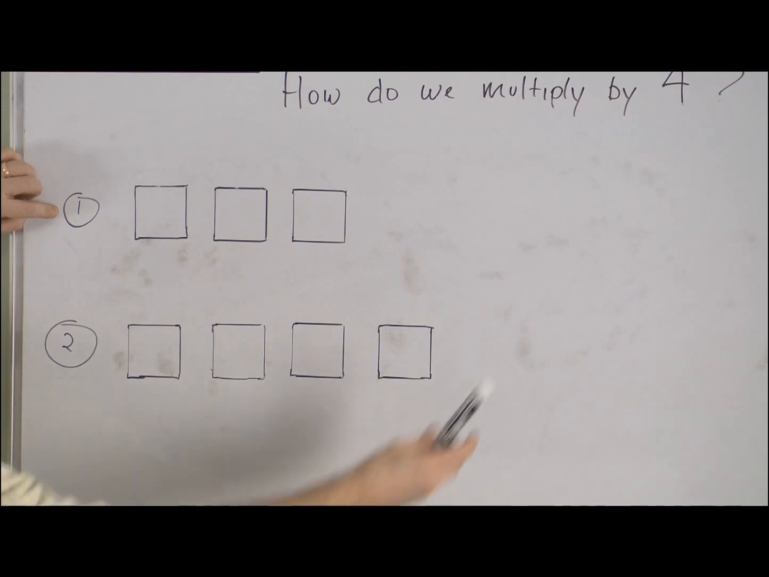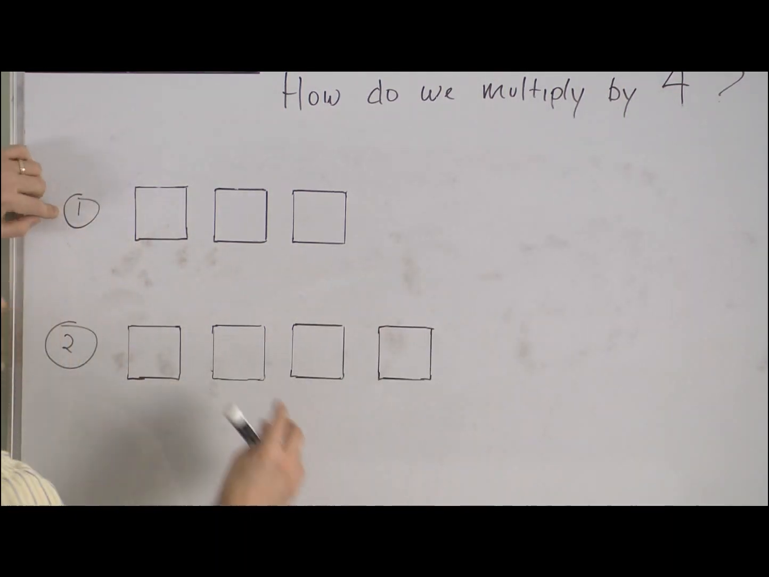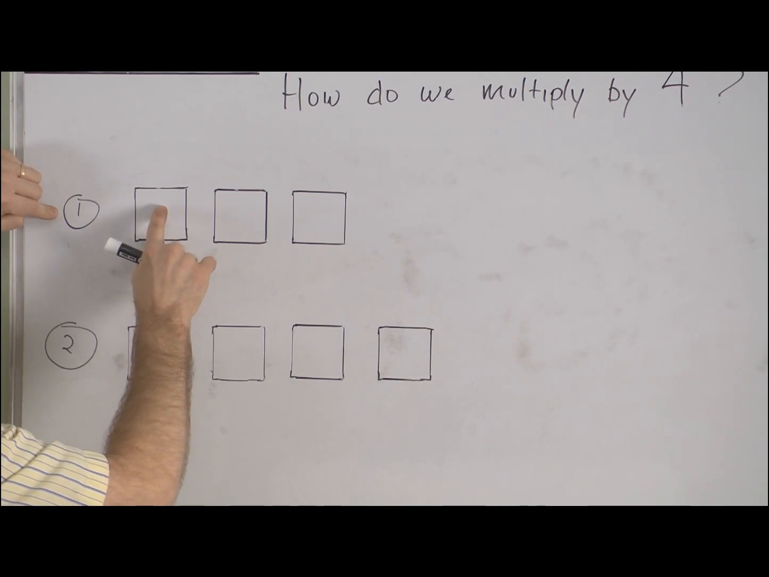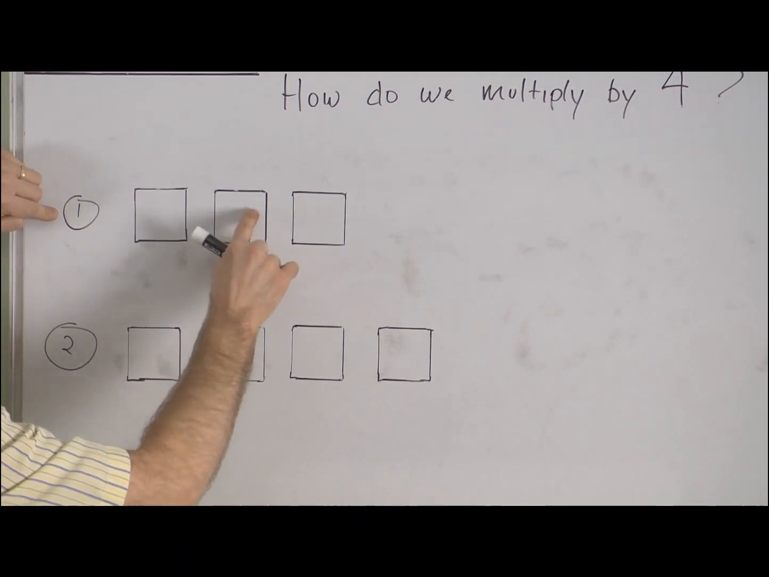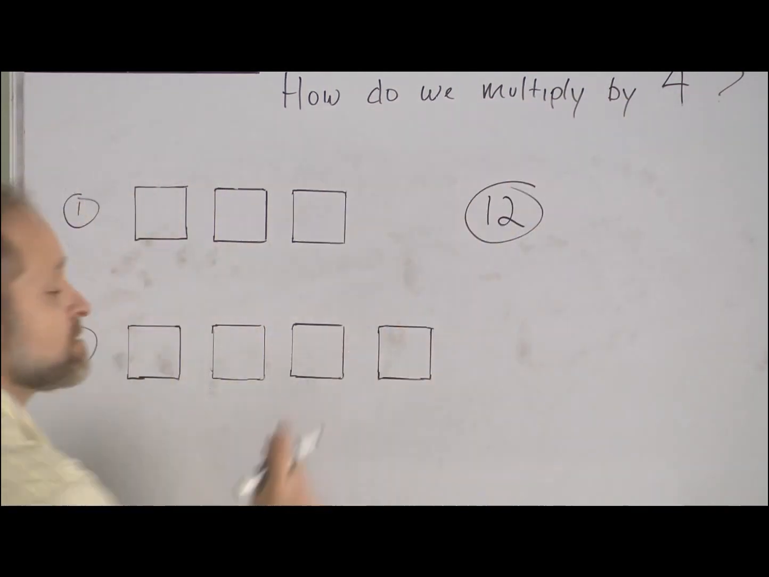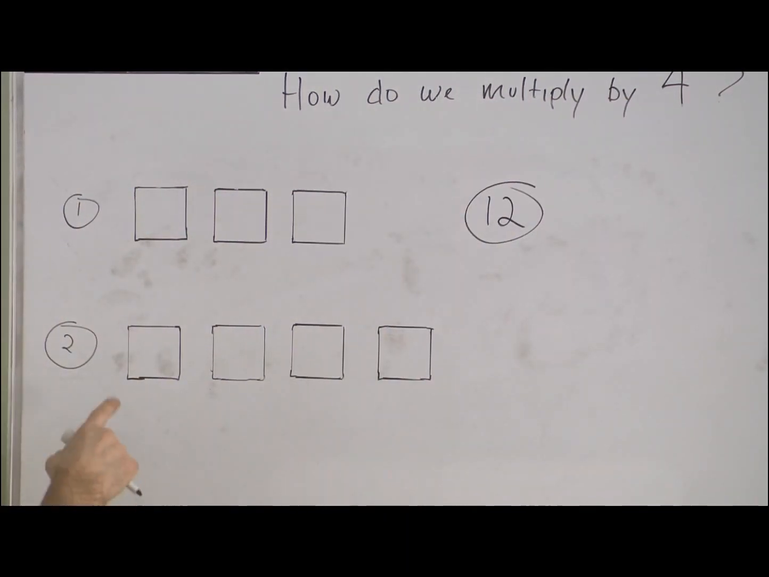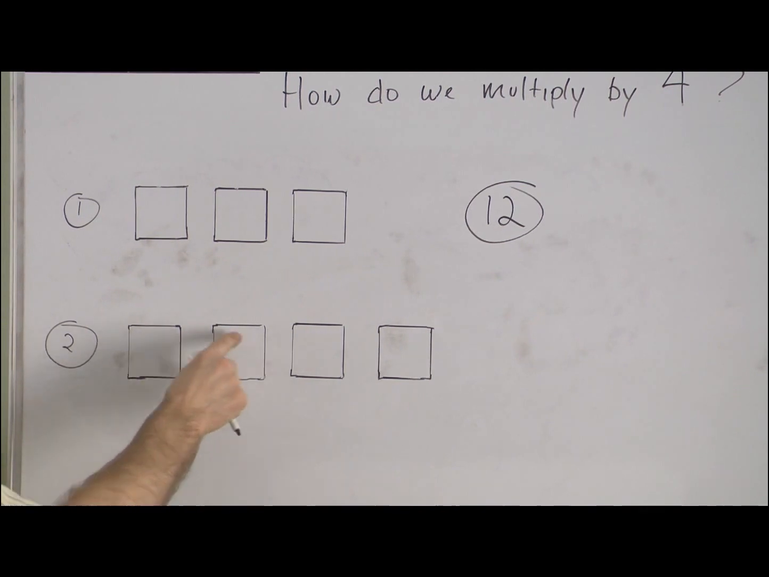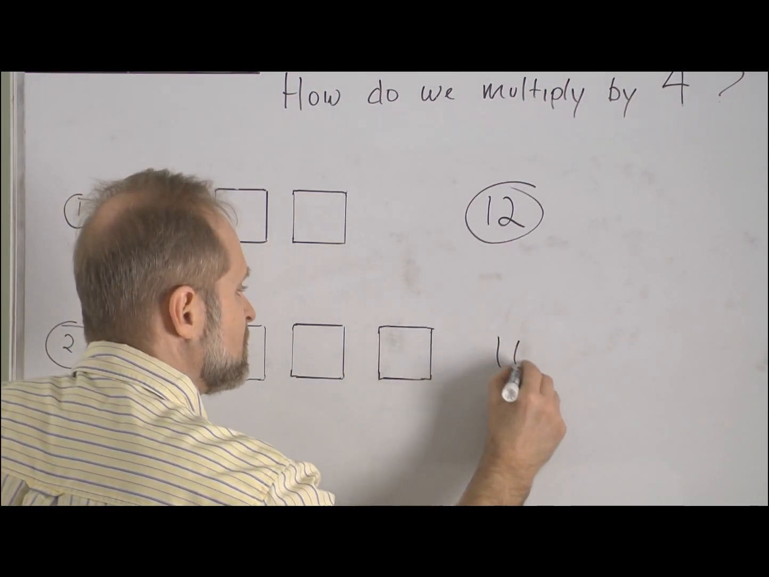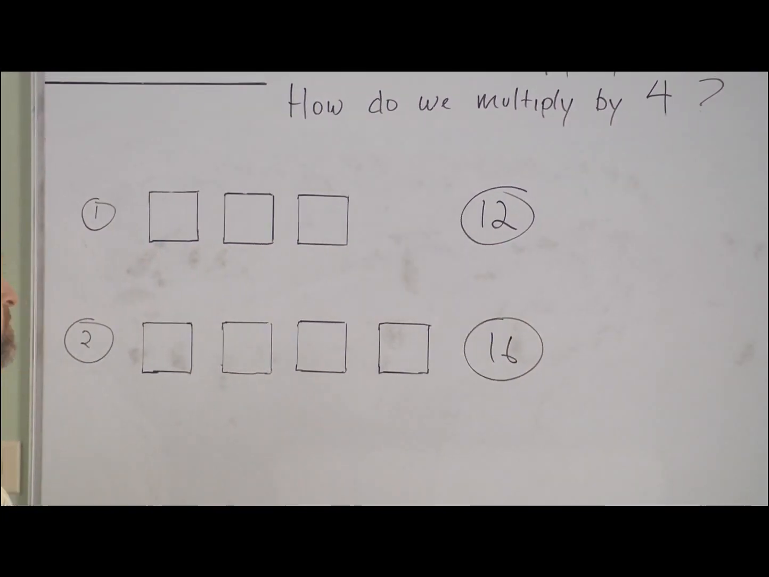But let's be a little bit more sophisticated. Skip counting by 4s. This is a group of 4 sides, isn't it? So we can count by 4s. 4, 8, 12. That would be a total of 12 sides. Let's skip count by 4 again. 4, 8, 12, 16. So that will be a total of 16 sides.